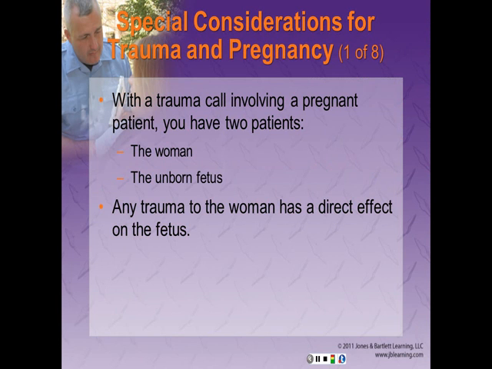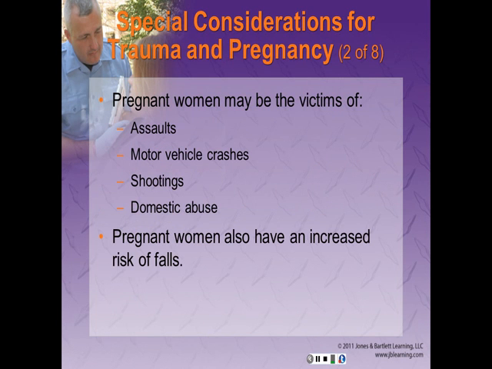With a trauma call involving a pregnant patient, you have two patients to consider, the woman and her unborn fetus. Any trauma to the woman has a direct effect on the condition of the fetus. You also must remember that a pregnant woman may be a victim of many types of trauma, including assaults, motor vehicle crashes, shootings, and domestic abuse. Pregnant women also have an increased risk of falls compared with non-pregnant women because hormonal changes loosen up the joints in the musculoskeletal system, and the weight of the uterus and displacement of the abdominal organs change the patient's balance.